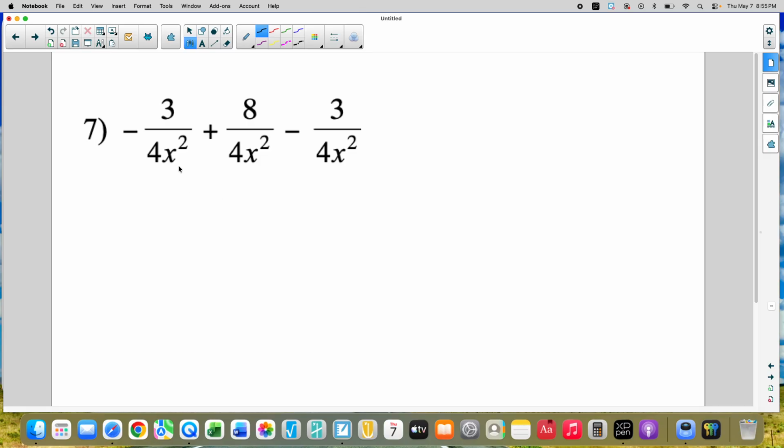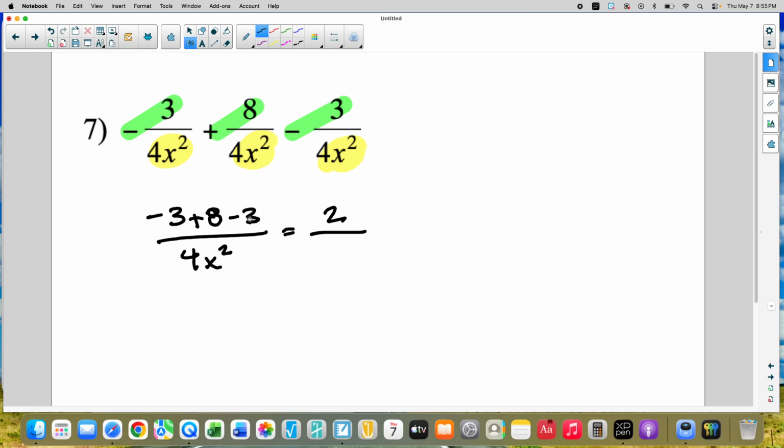All right, here's our first addition and subtraction. With denominators, we notice that all of our denominators are the same. We have like denominators. When we have like denominators, we're going to combine their numerators. So we're going to put it over one numerator. So negative 3 plus 8 minus 3 over 4x squared. Negative 3 plus 8 gives us 5. And 5 minus 3 gives us 2. That's our numerator. And then we just bring over our denominator. And now we're not done. We have to simplify. You should always be thinking simplifying.